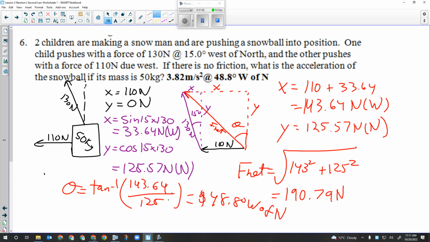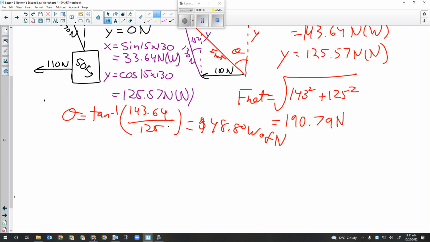Now, that's not what the question asked for. The question wanted the acceleration. So I've got to take that 190.79, which is my net force, and divide it by the mass, which was 50 kilograms, to get my acceleration. So 190 divided by 50. Of course, we're keeping all the decimals, obviously.